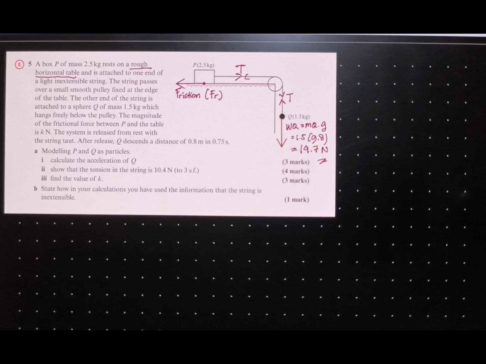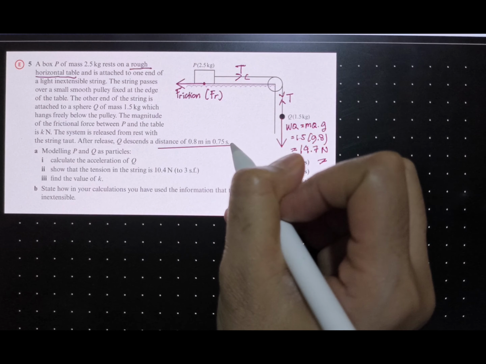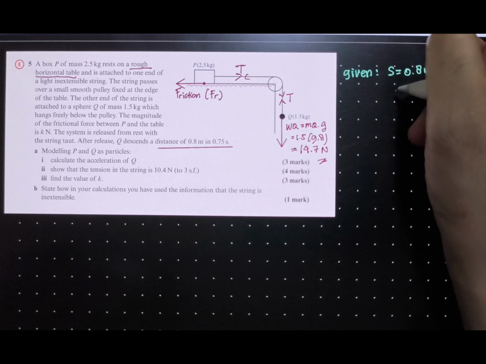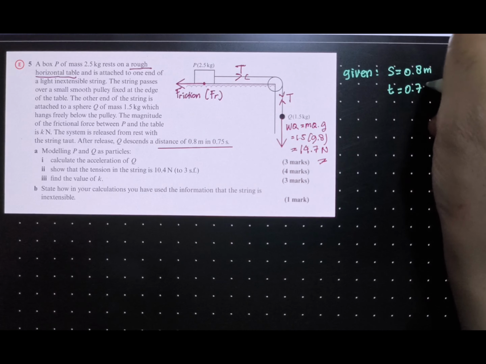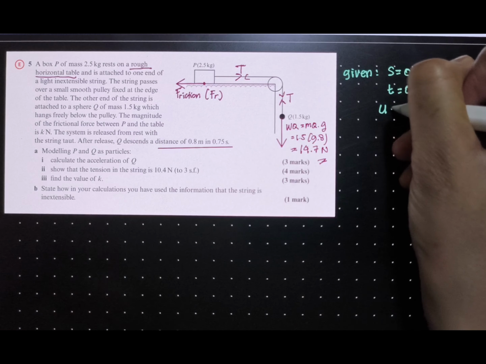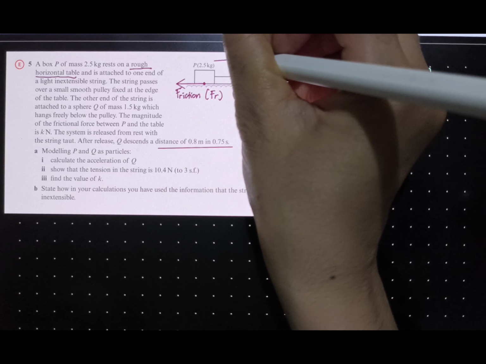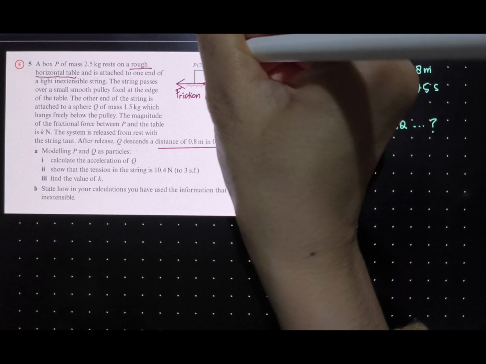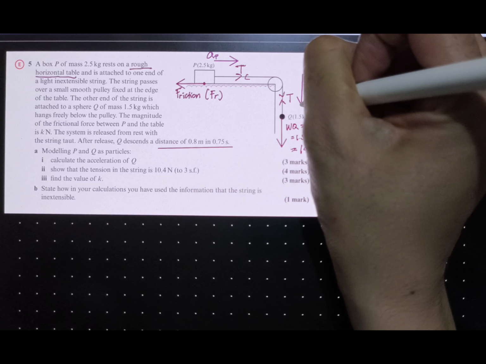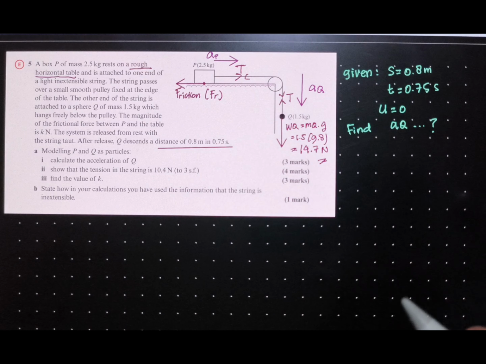After being released, Q moved a distance of 0.8 meter in 0.75 seconds. Let's write that s equals 0.8 meters and t equals 0.75 seconds. Since the particle is released from rest, it means u equals 0. Now let's find the acceleration of Q, but first draw the direction of acceleration. Since Q is hanging, it will move downward. Then, if particle P moves, it will move to the right.